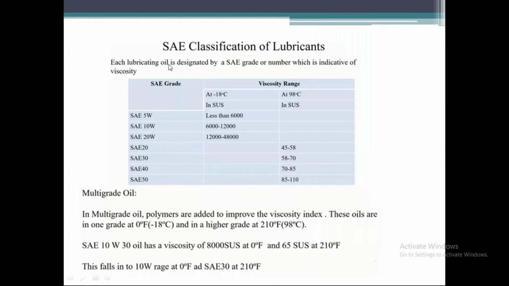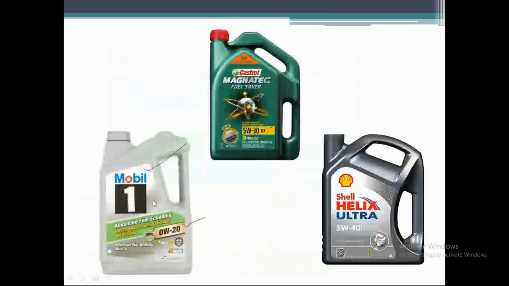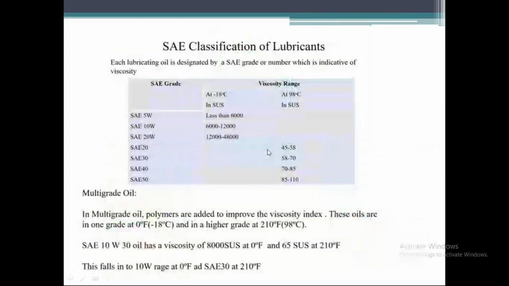Okay, so SAE stands for Society of Automotive Engineers. They graded these oils based on the viscosity. That is what you have seen here. 0W20 means it has a certain viscosity, and 5W30 means it has a certain viscosity. So each lubricating oil is designated by an SAE grade or number, which is indicative of viscosity.